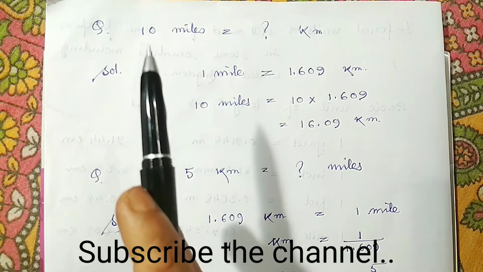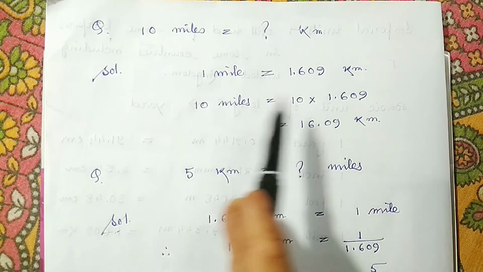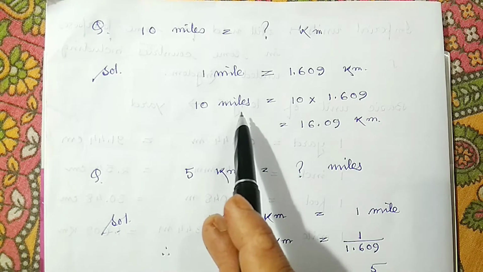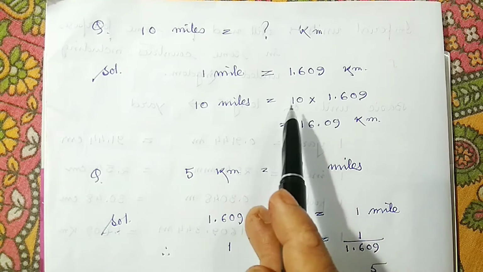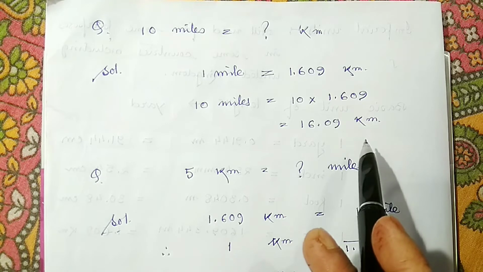Suppose you want to convert 10 miles into kilometers. What is the relationship between mile and kilometer? 1 mile is 1.609 kilometer. So 10 miles it will be more. So we have to multiply 10 into 1.609. You are going to get 16.09 kilometers.